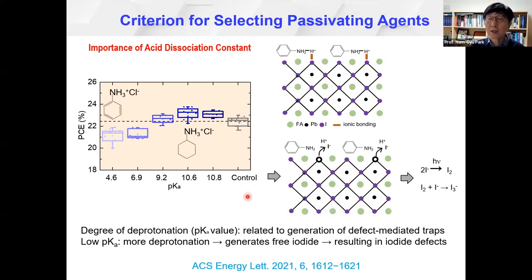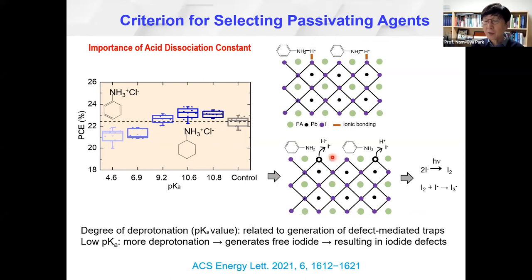For instance, this is an example. Then how can you select the passivating agent? All right. Then we propose that the pKa value is important. For instance, low pKa value and high pKa value. Compared to the low pKa value, the high pKa value shows a slightly higher PCE. This is because with the low pKa value, the passivation agent such as phenyl ammonium chloride will give more deprotonation. More deprotonation combines and reacts with iodide, and then the iodide will be released.